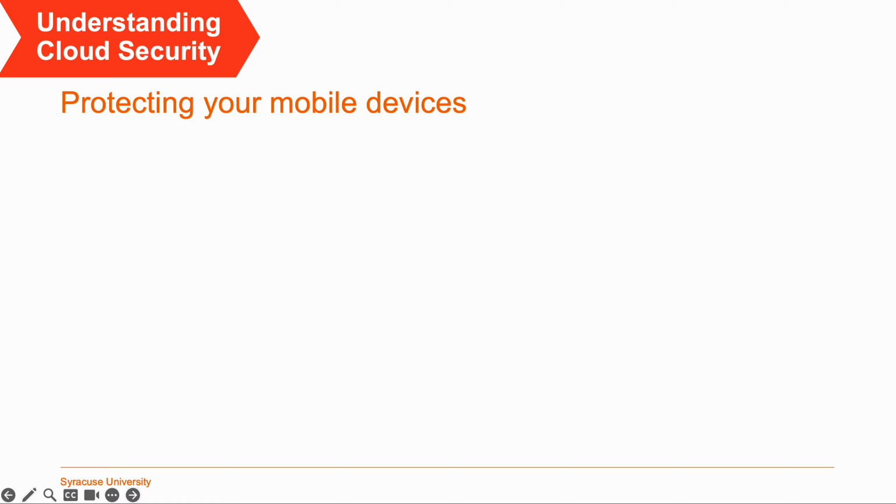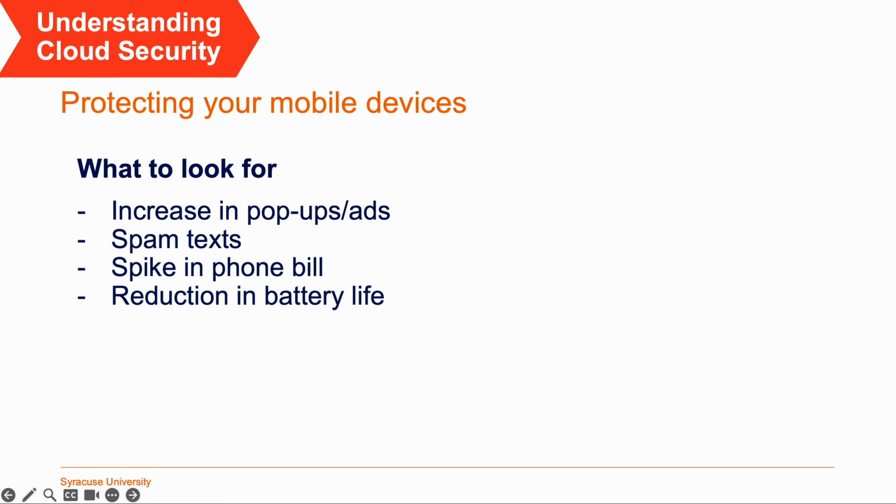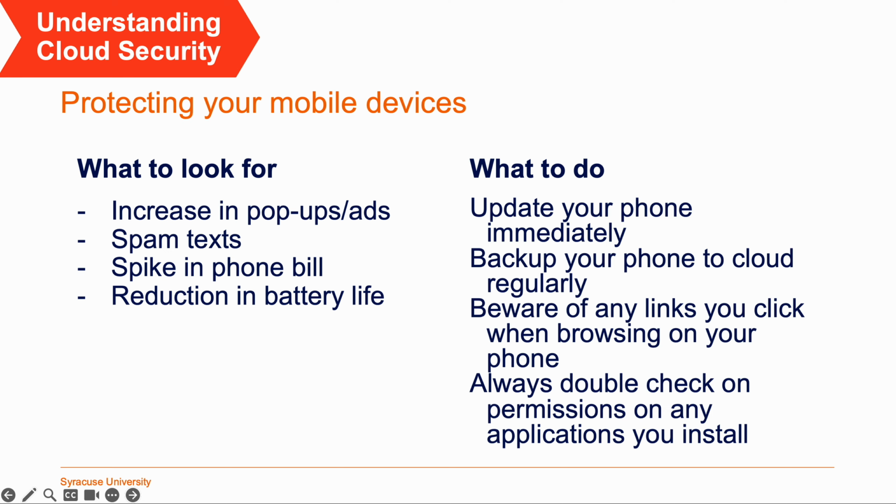So, to keep your mobile devices secure, be aware of signs indicating potential security issues, such as increased pop up ads on your devices, frequent spam texts, or unexpected increase in your phone bill, or rapid battery drainage. These are some things to look for, and you can protect your device by immediately installing updates, regularly backing up your data, being cautious of suspicious links while browsing. Don't click on any link that you don't know where it's coming from. Also, carefully review permissions requested by apps before installation.